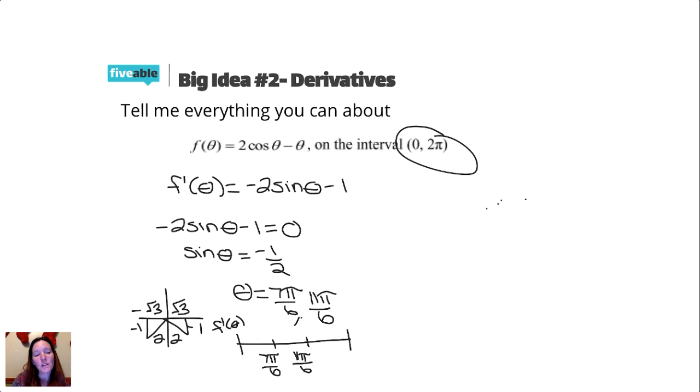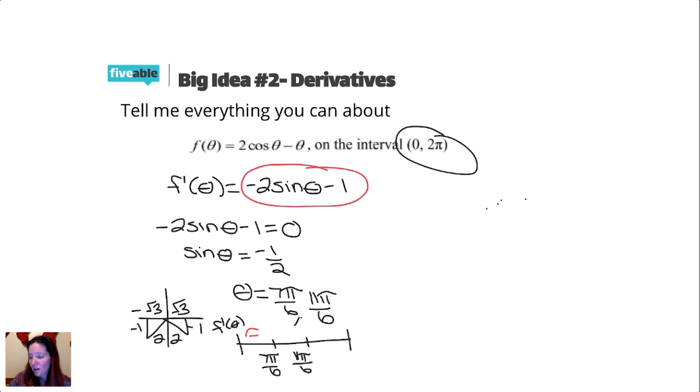So what we're going to do is check the signs on either side of that. Before 7 pi over 6, if I look at my derivative, I want to know what's happening, so I'm going to pick a nice, easy value to plug in. Nice, easy values are like 0. If I was at 0, and I plug that into sine, I get 0. 0 times negative 2 is still 0. Minus 1 gets me a negative number.